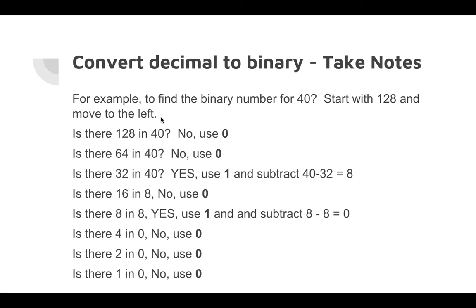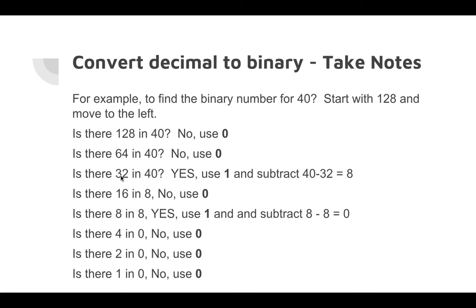So I'm going to start, again, we're just using up to 128. I go to my table, which I'm going to show in a little bit, and I start with the place value for 128. Is there 128 in 40? And the answer is no. 40 is a lot smaller number, so I would use a 0 for that 128 place value. Then I go to 64. Is there 64 in 40? No. It's still too high, so I use a 0 for the 64 place value.